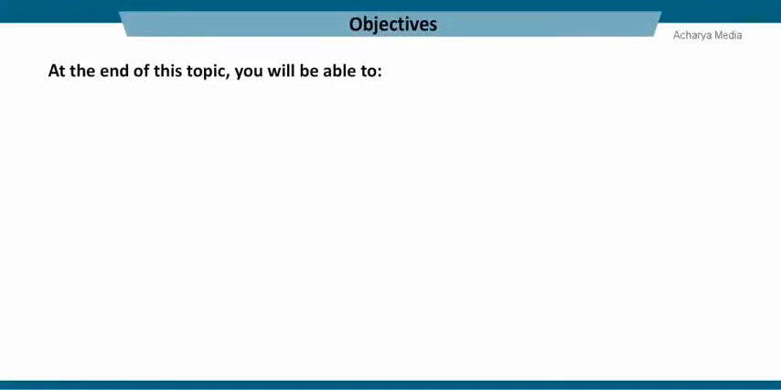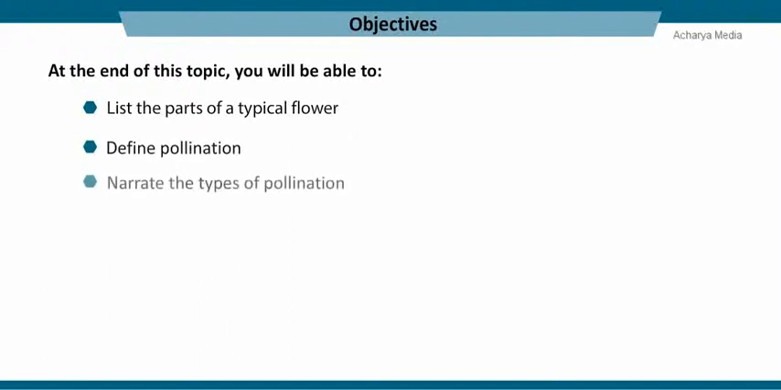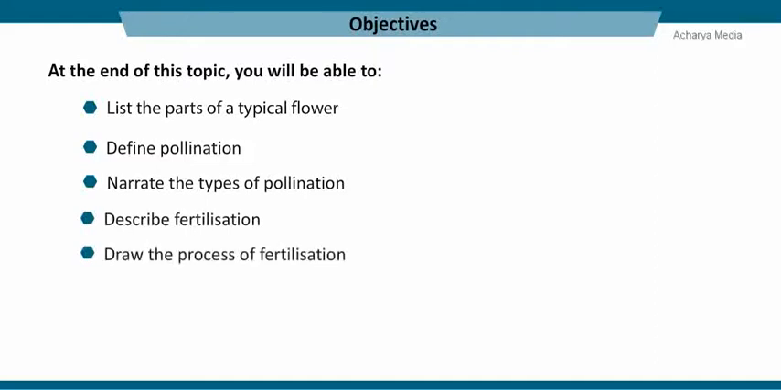At the end of the topic, you will be able to list the parts of a typical flower, define pollination, narrate the types of pollination, describe fertilization, and draw the process of fertilization.